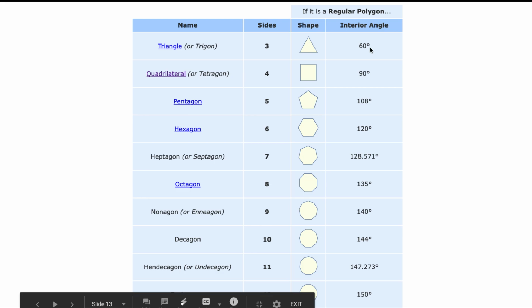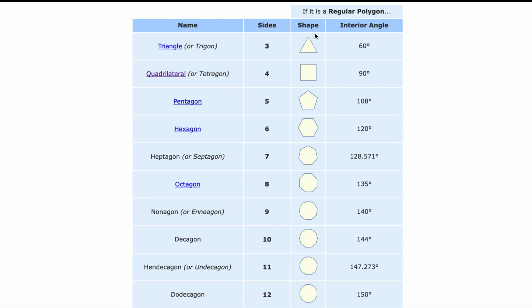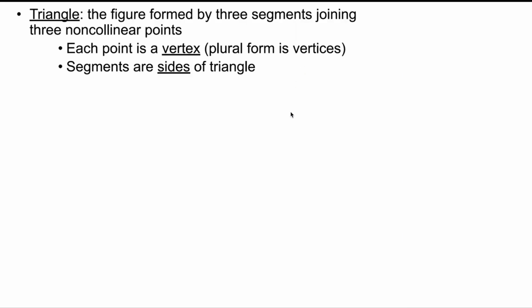And we know the interior angle is a 60-degree angle for a regular triangle, because we know the sum of the angles of a triangle is 180. If the sum is 180, each one has to be 180 divided by 3, because there are 3 angles, right? Similar to here, we can find each of these angles. We will talk about that too, how to find it. Okay, so let's talk about triangle first.